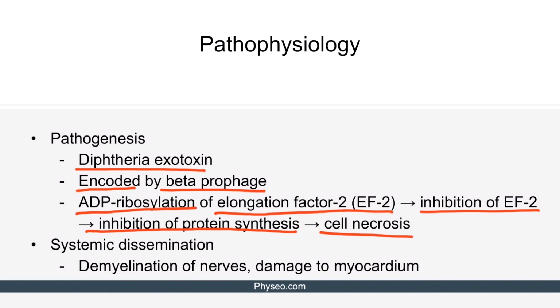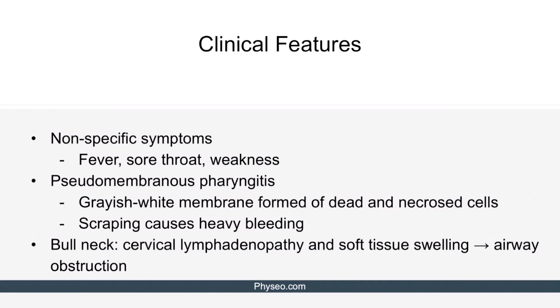Systemic dissemination can lead to demyelination of nerves and damage to the myocardium. Patients may also present with pseudomembranous pharyngitis, which is a typical feature of diphtheria that occurs due to local effects of the toxin. It appears as a grayish-white membrane over the tonsils and posterior pharyngeal area, which are formed of dead and necrosed cells. An attempt to scrape off the membrane can cause heavy bleeding.